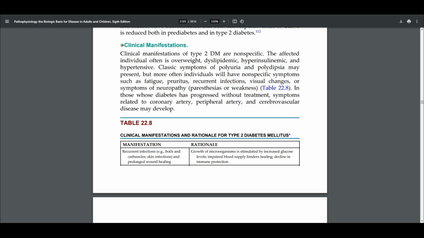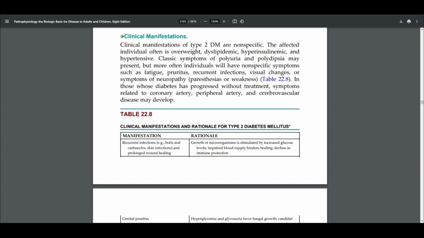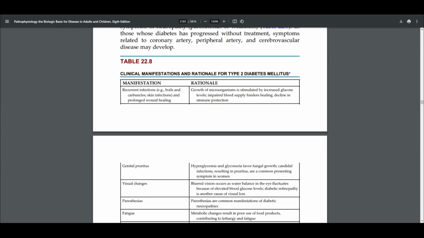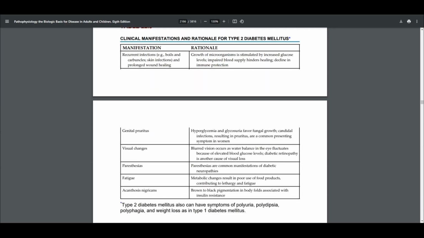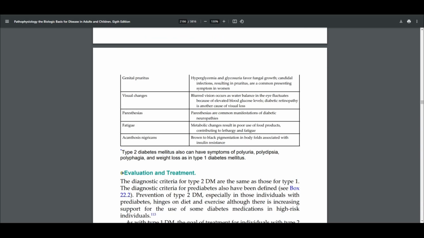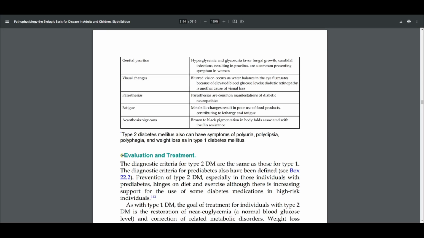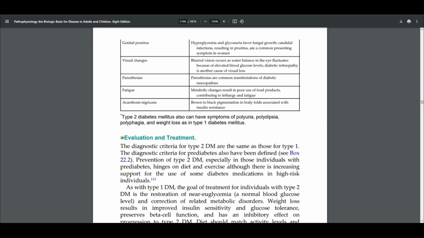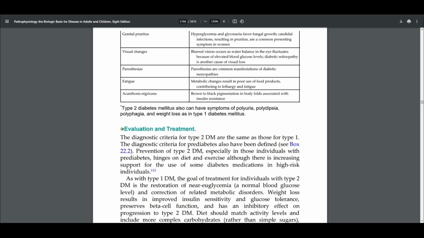In those whose diabetes has progressed without treatment, symptoms related to coronary artery, peripheral artery, and cerebrovascular disease may also develop. So, if you're looking here at some more manifestations of what you could see with type 2 diabetes, hit the pause button and you can read it. For evaluation and treatment, the diagnostic criteria for type 2 diabetes are the same as for type 1. The diagnostic criteria for prediabetes also have been defined.